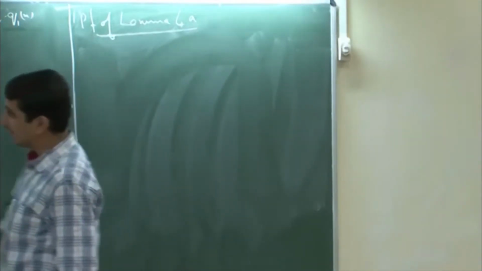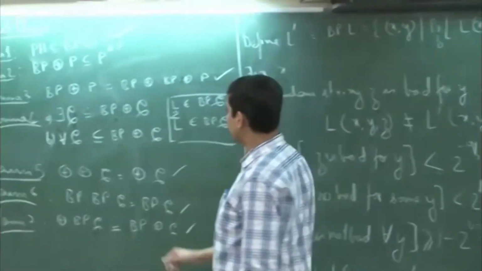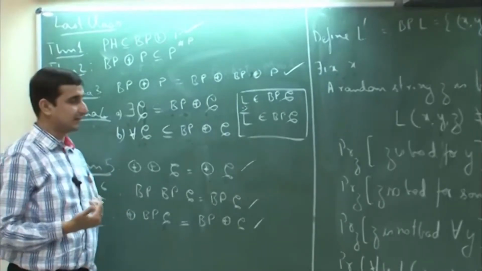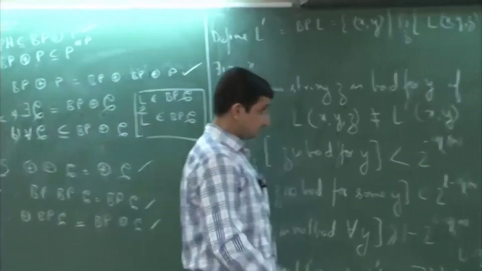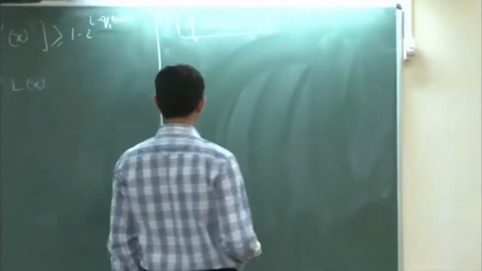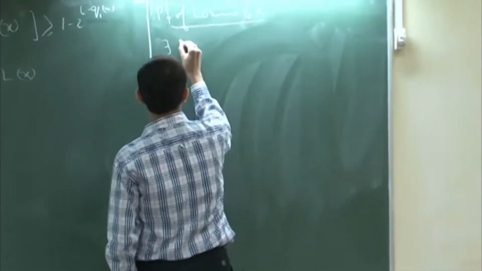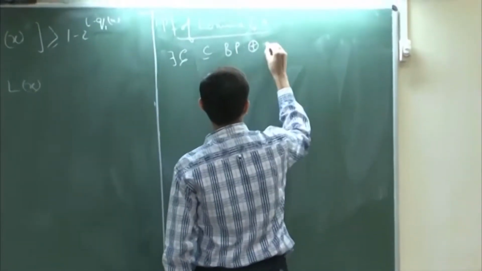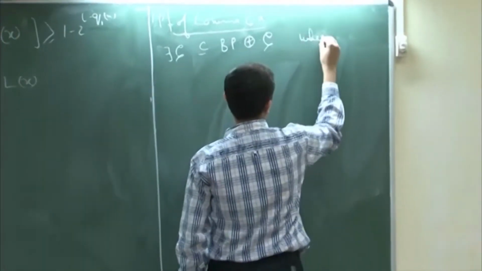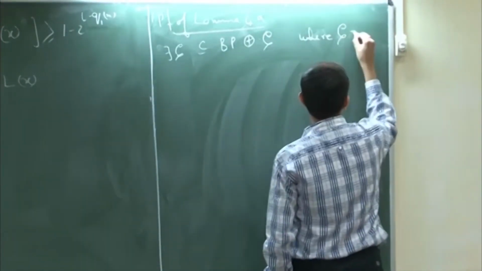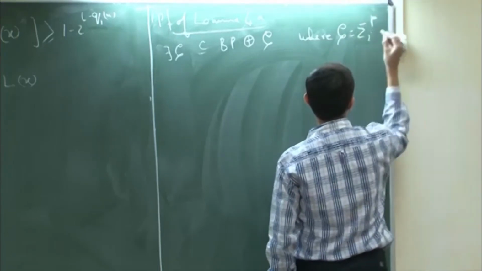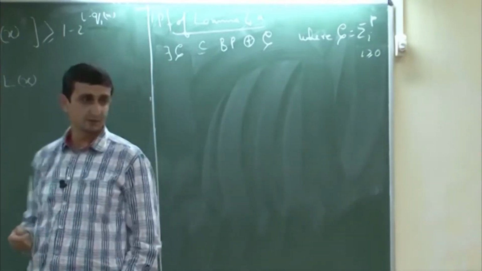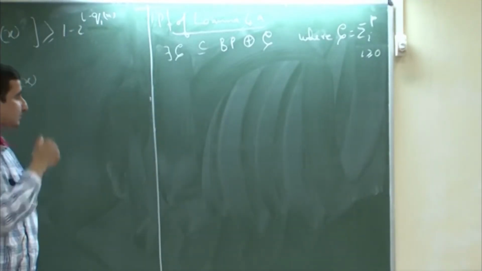Okay. So again, here what we will assume is that C is not just any complexity class, but it is some class in the polynomial hierarchy. So what we will show is that C is contained in BP dot parity dot C, where C is equal to sigma IP for some I greater than 0. For any I greater than 0, we will show that it is true, and that will be sufficient.